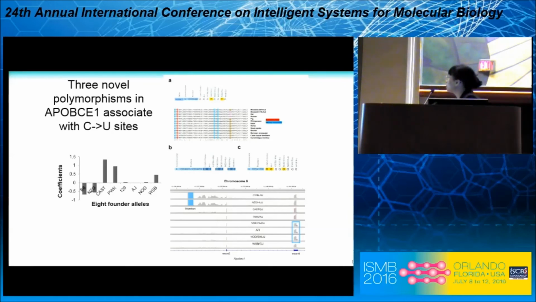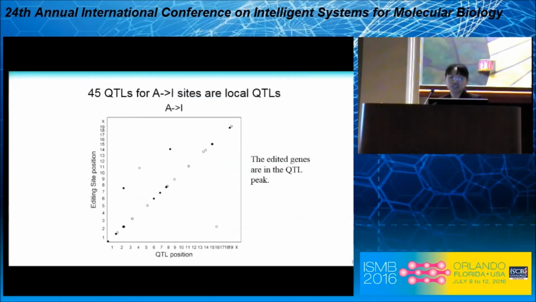And also here shows one SNP shared by these 3 strains. This SNP produces 2 different known isoforms of Apobec1, and probably these 2 known isoforms have different activity. So here I identified 3 novel polymorphisms that probably impact the function of Apobec1 and then further control all the C2U editing sites. And for the A2I editing sites, we got completely different phenomena.